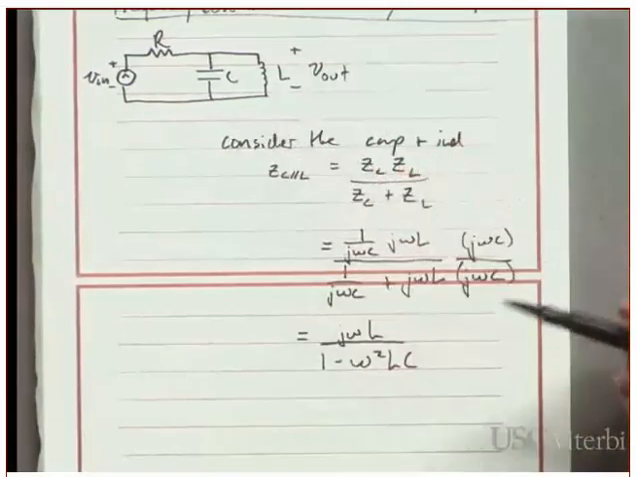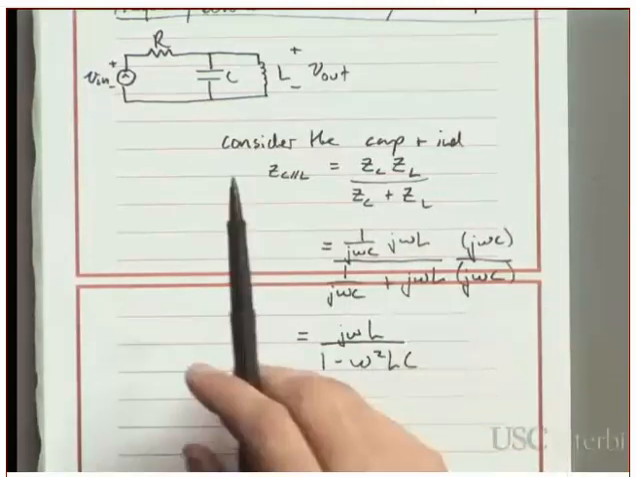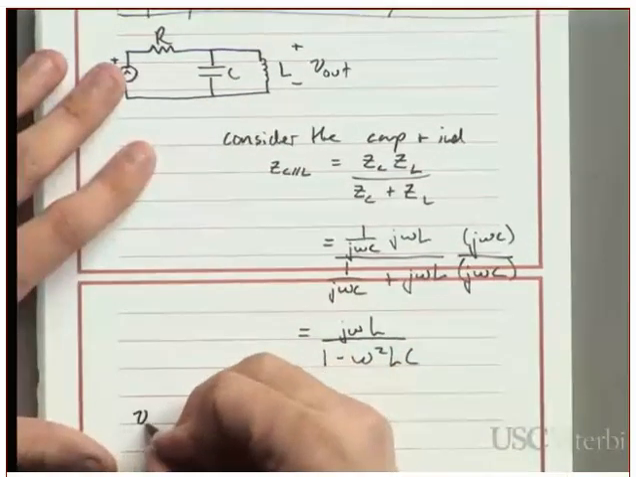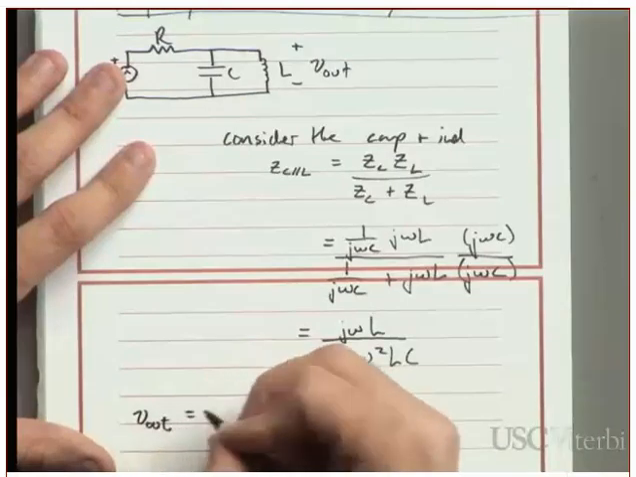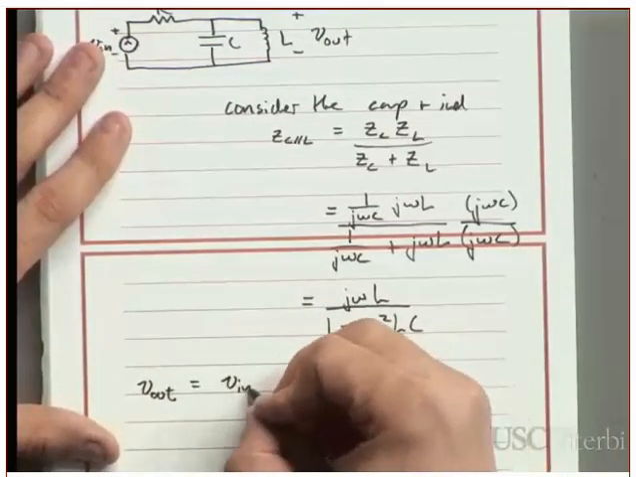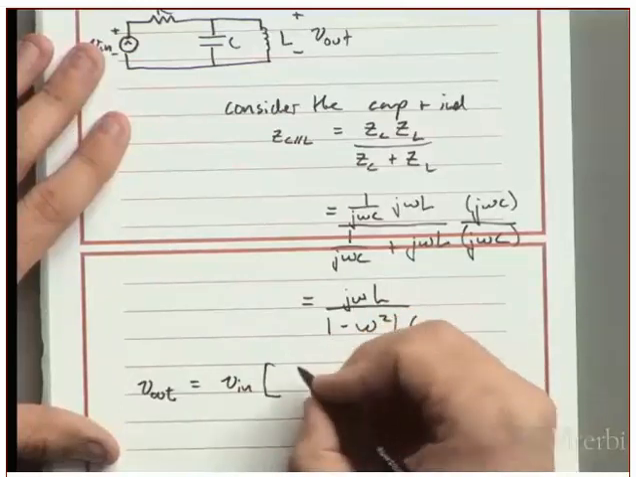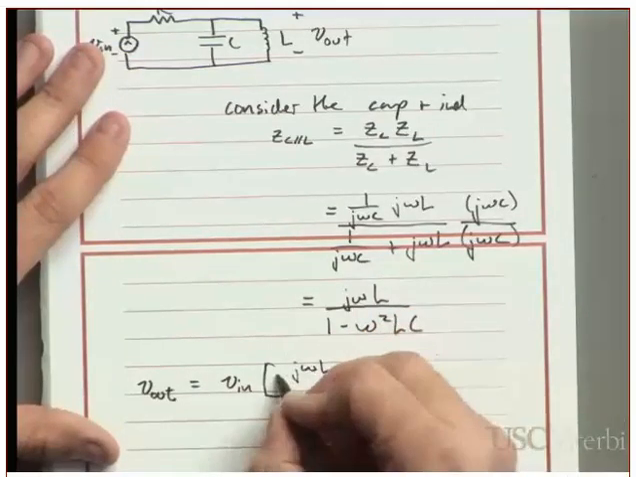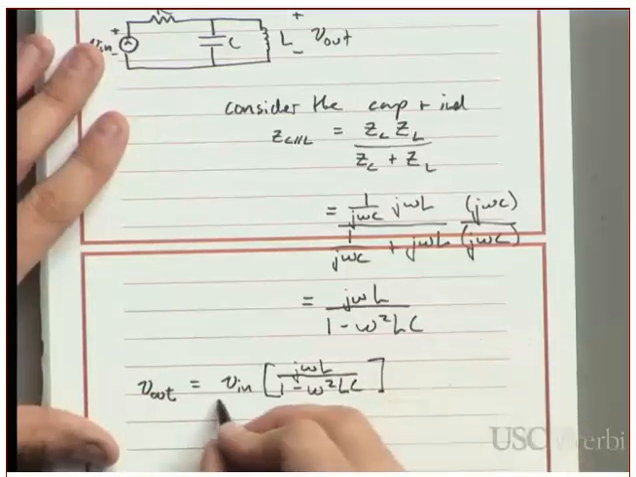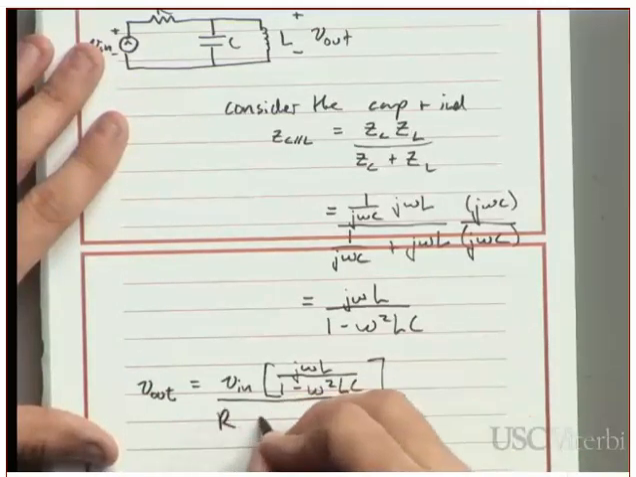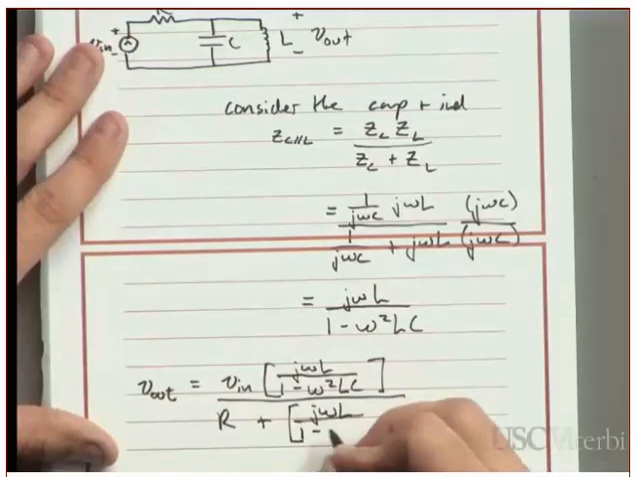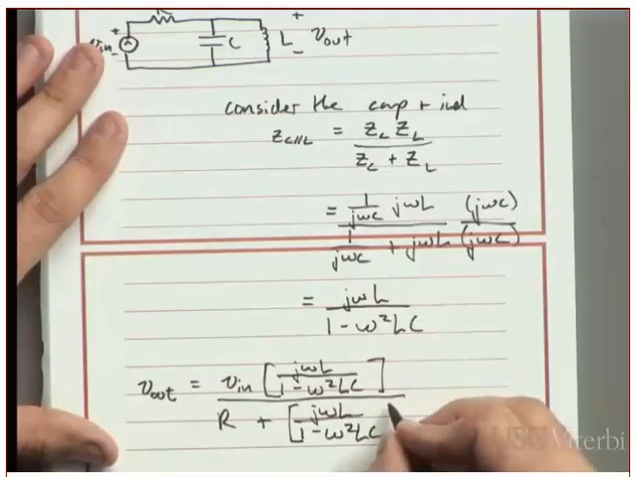So now, in order to find V out, I just need to do a voltage divider between this impedance and the resistor. So V out is going to be V in times that mess that I just made right there, j omega L over 1 minus omega squared LC, over R plus the same mess, j omega L over 1 minus omega squared LC.